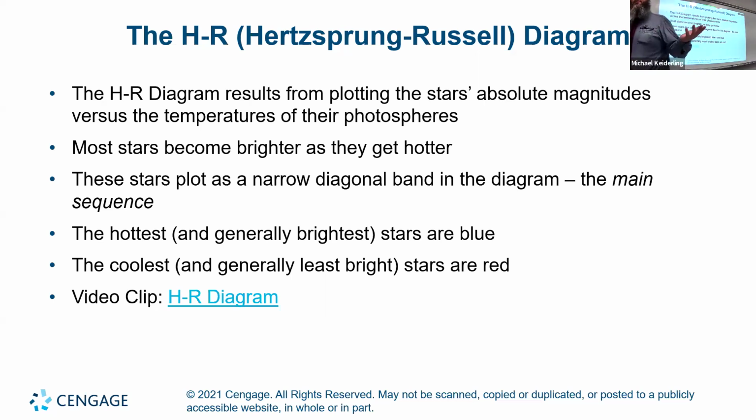So the hottest and generally brightest stars are blue. One of the ways you can tell the temperature of a star is its color. Like, if something is glowing red hot, if you make it hotter, it will glow white hot. If you made it even hotter, it will glow whitish blue. So the hottest and generally brightest stars are blue-white. The coolest and generally least bright stars are red.